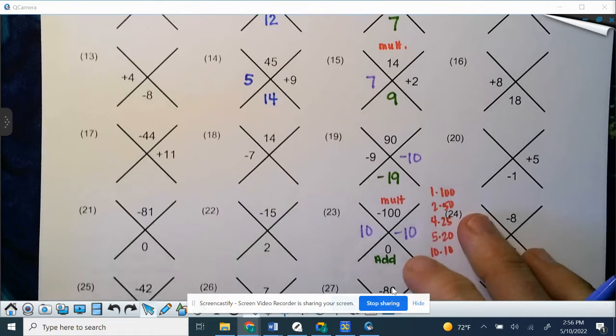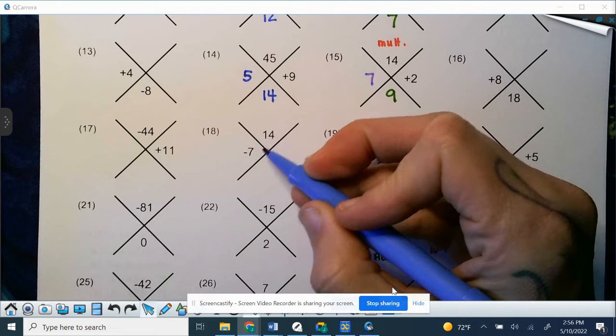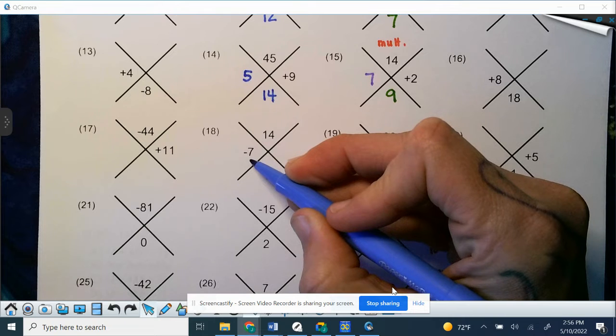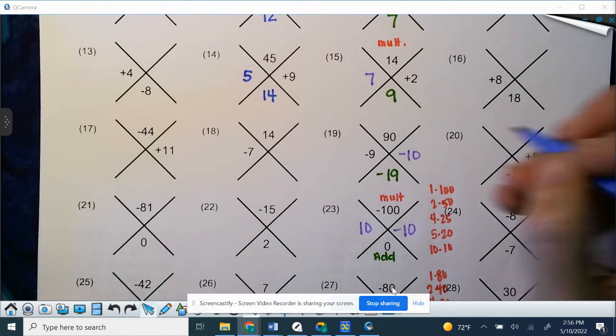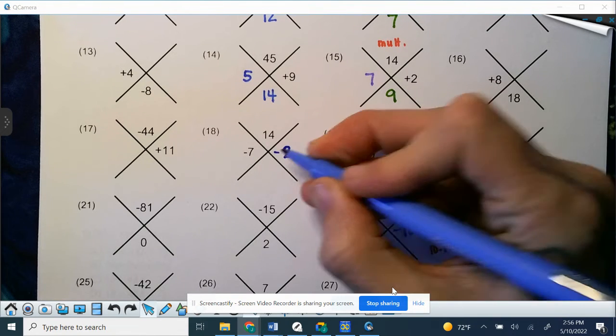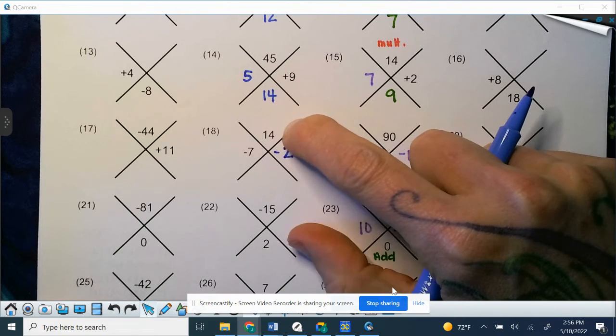So like number 18, what did I multiply -7 by to get 14? Let's see if anybody can tell me. What did I multiply -7 by to get a +14? All right, is it a positive or -2? -2. Good job. Because negative multiplication gives you a positive, right? And in this case, it really matters.